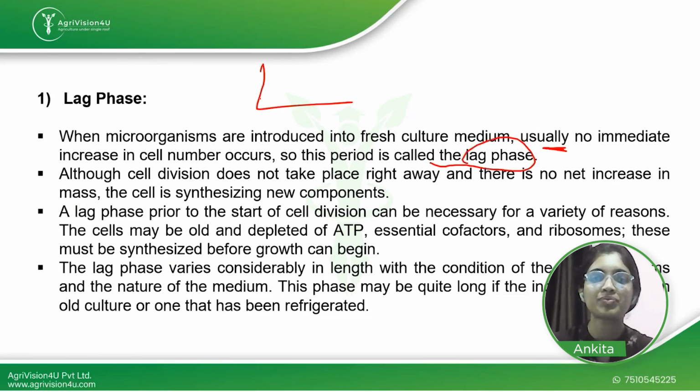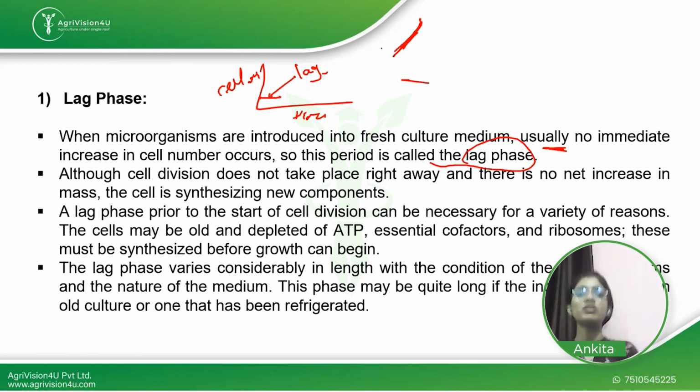If this is your growth curve, this is your lag phase. This is your cell number on the axis, and here you have the time. Is there any increase? No. It is just a straight line. This line is not like this. If it were like this, then you would have an increase. Now, in the lag phase, there is no increase in cell number.